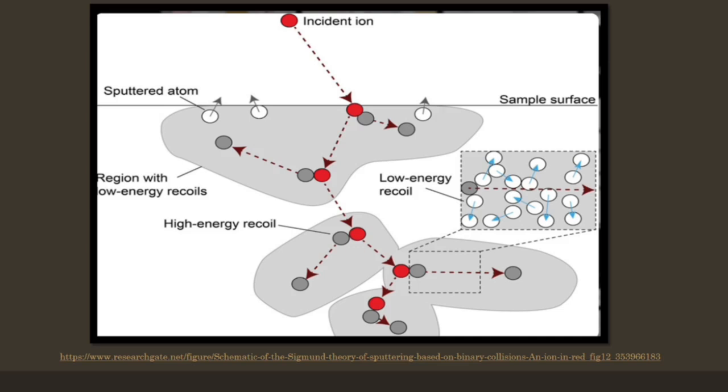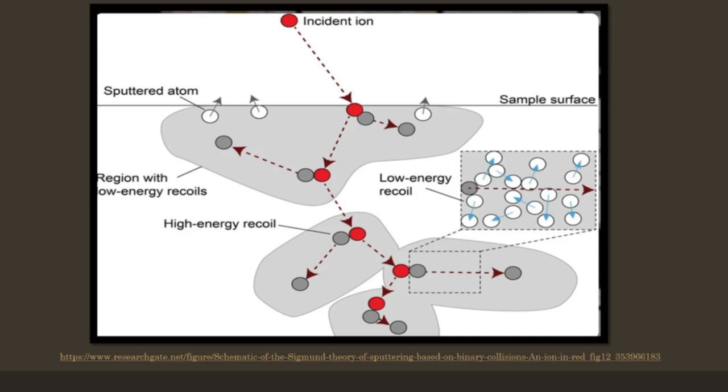When the incident ion hits the target's atom, most of its energy is dissipated as heat, but some of the energy is given to the atom. This whole phenomenon, how the ion comes and hits the atom and how they displace, is explained by Peter Sigmund, a physicist. He described it mathematically using the binary collision approximation. That theory is known as Sigmund's theory. You can go to the link which I have mentioned below, where they explain Sigmund's theory clearly.